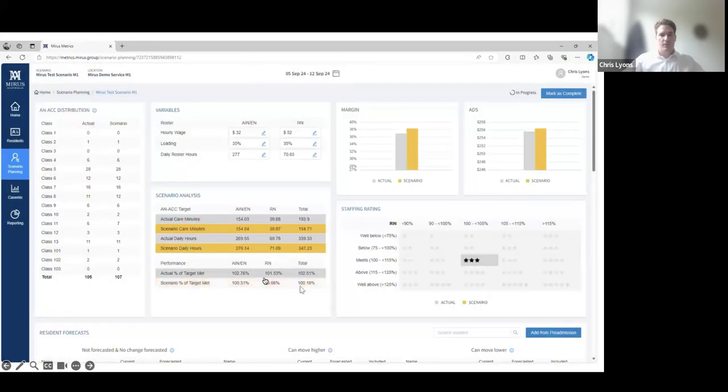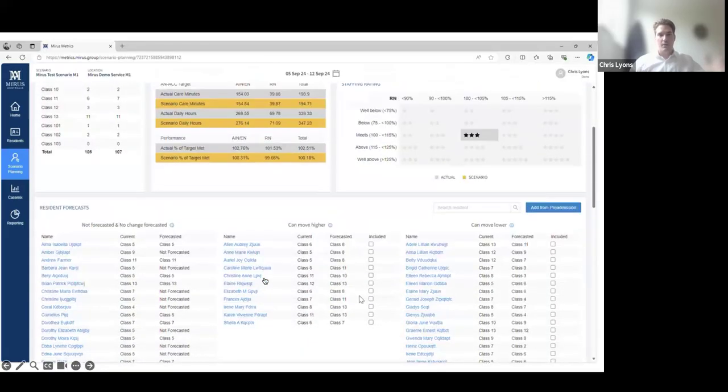And on the graph on the right, we can still see that we're right in the middle of that 3 stars, delivering 100% of total time and 100% of RN time. So now that we have this information, we know we're at our budgeted occupancy, we can then move to that next process, which is looking at which residents we have gone through and identified could change in classification.